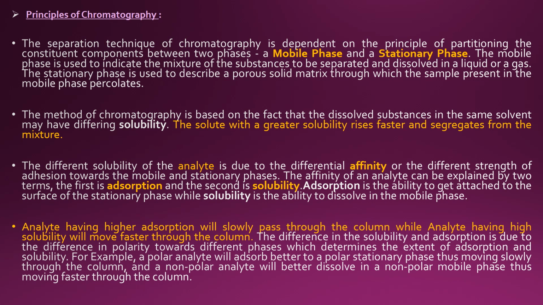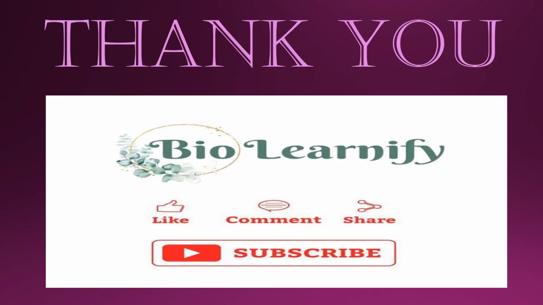Analyte having higher adsorption will slowly pass through the column, while analyte having high solubility will move faster through the column. The difference in the solubility and adsorption is due to the difference in polarity towards different phases, which determines the extent of adsorption and solubility.